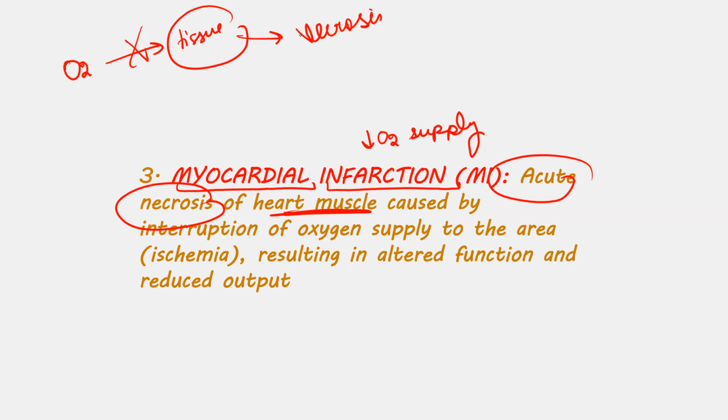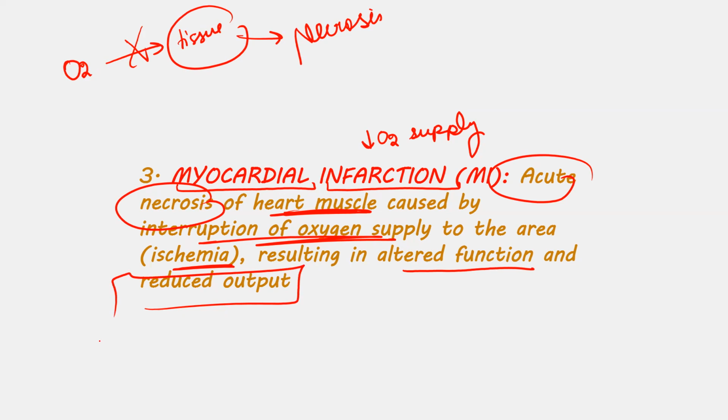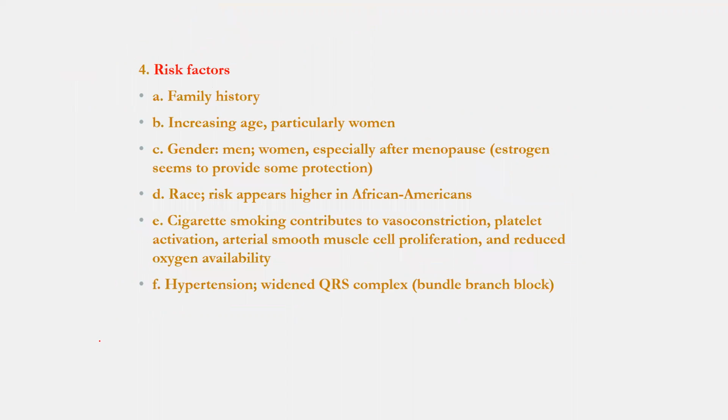So there will be necrosis. Necrosis means that there is no oxygen supply and the tissue is dead at that area. So interruption of oxygen supply will lead to ischemia and will lead to necrosis. Due to that, there will be alteration in the function and reduced output. So there will be heart load and the heart will not be able to pump enough blood. So this is a myocardial infarction, also known as MI.